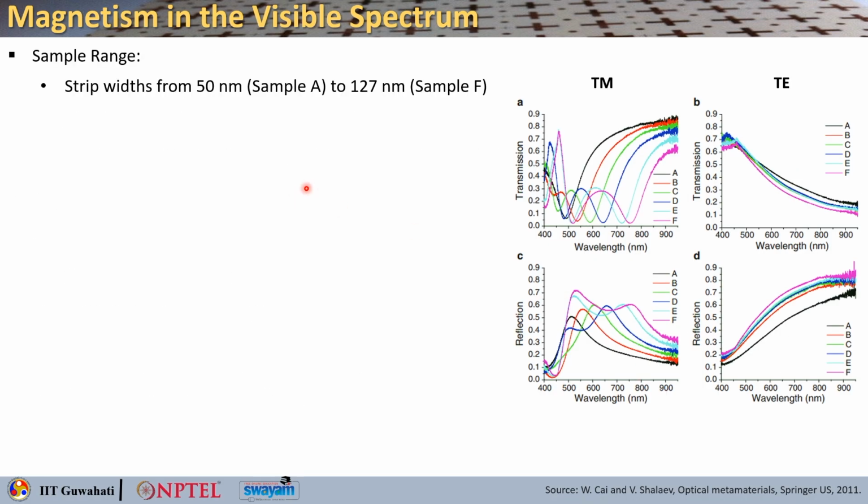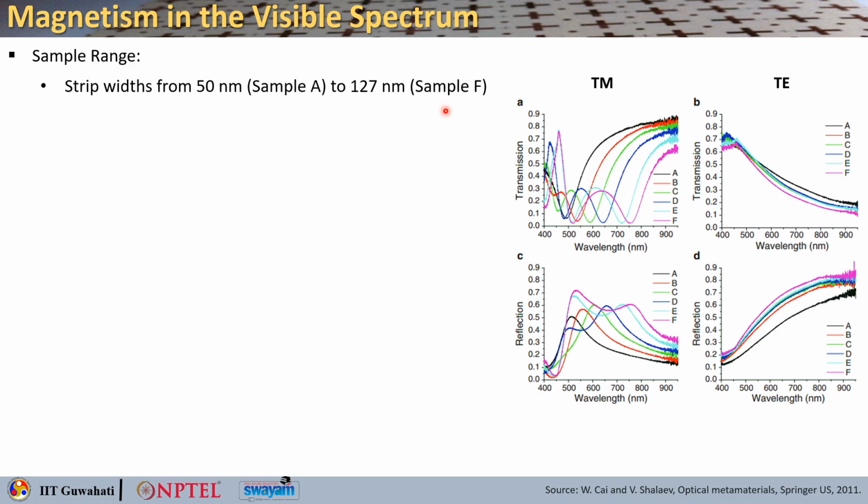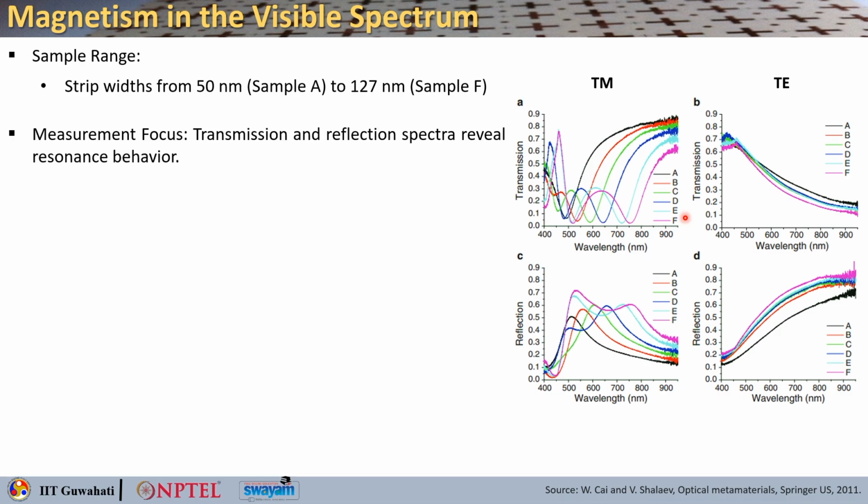The 6 samples are named A to F. They have strip widths starting from 50 nanometer to 127 nanometer. A is the thinnest one and F is the widest one. Now the transmission and reflection spectrum. This row is transmission, this row is reflection, and this left column is for TM polarization, the right column is for TE polarization. This transmission and reflection spectrum of all the samples were measured to reveal the nature of the resonance qualitatively.